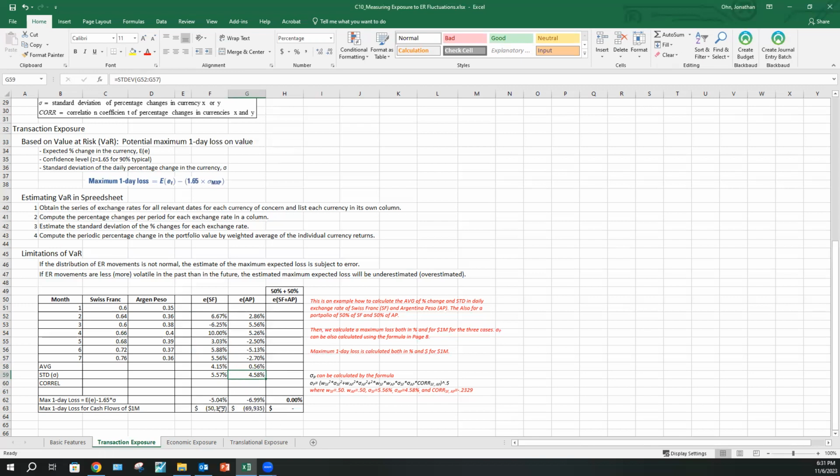And the correlation. Let's calculate correlation. Correlation is this one, Swiss franc and Argentina peso. That's how you calculate your correlation between two series. So just close it and enter this one here. So minus 0.2326. That's a correlation coefficient, right?